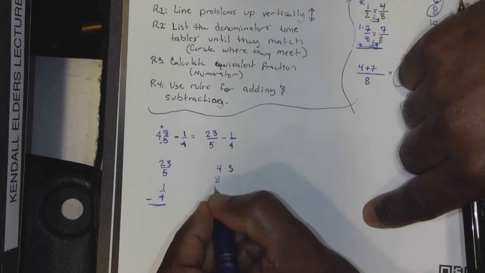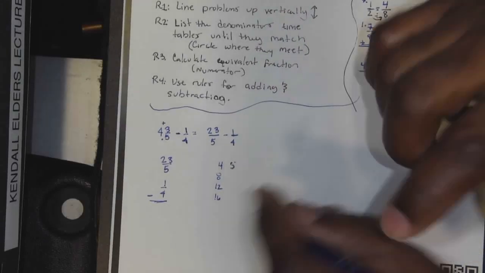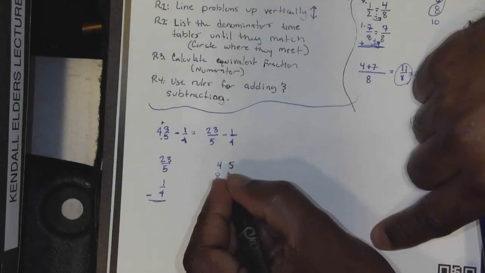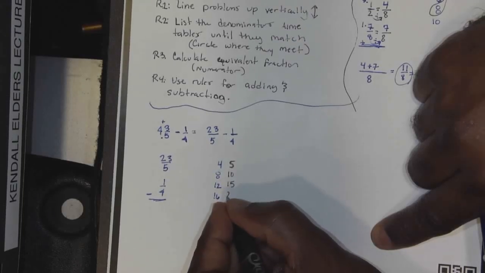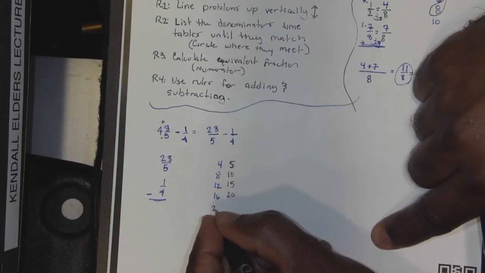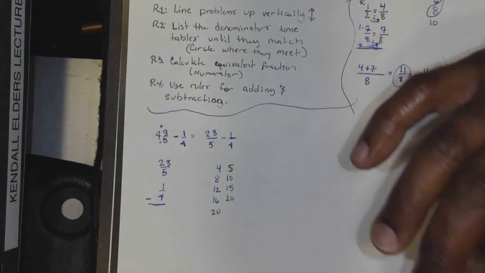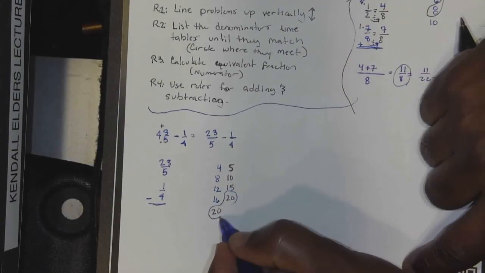16. Okay, okay. Now let's get some 5 times tables. 5, 10, 15, 20, and 4, 8, 12, 16, 20. Our least common multiple, or the number that they match on, is what? Right here, 20.